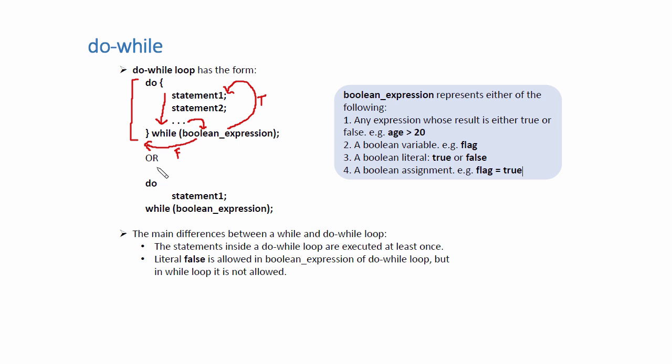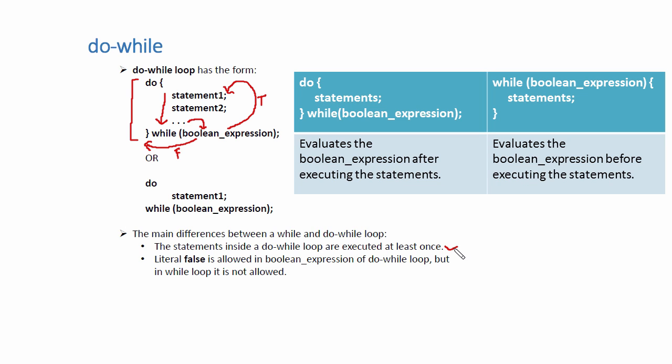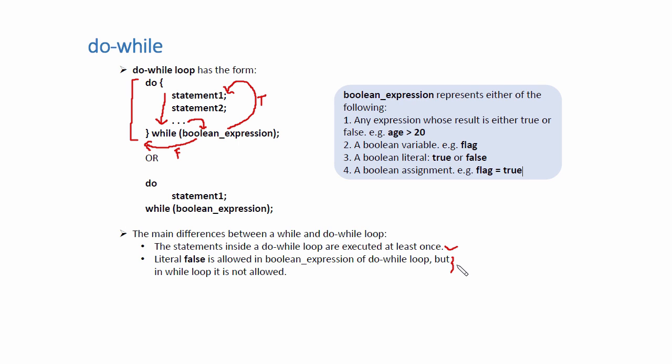The do while loop differs from while loop in two scenarios. First one, the statements inside a do while loop are executed at least once, because do while loop evaluates the Boolean expression after executing the loop statements, whereas while loop evaluates the Boolean expression before executing the looping statements. Second difference is based on the first difference only. Literal false is allowed in the Boolean expression of do while loop, but it is not allowed in the Boolean expression of while loop, as statements inside the do while loop are executed at least once. Hence, there is no unreachable code in this case.